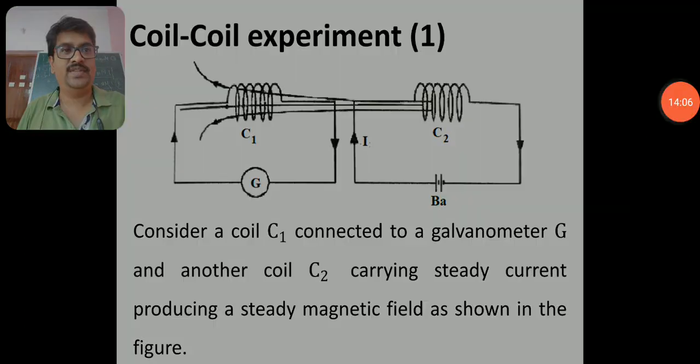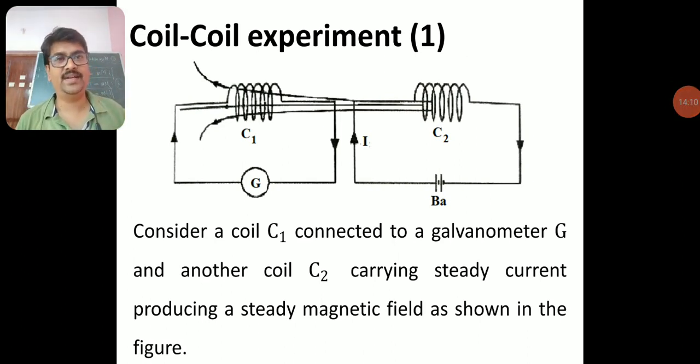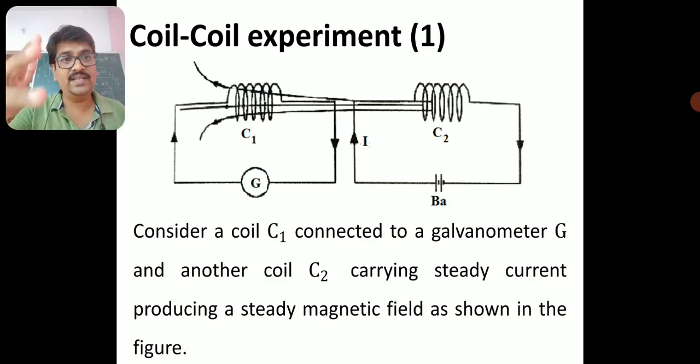Right, we move on to the next thing. This is one experiment. Again, these are all the experiments which give us Faraday's law. This is a coil-coil experiment, not a coil and magnet. Now we have two coils. One coil C1 is connected to a galvanometer, and another coil C2 is connected to a battery. This coil C2 carries a steady current because it is connected to a battery.